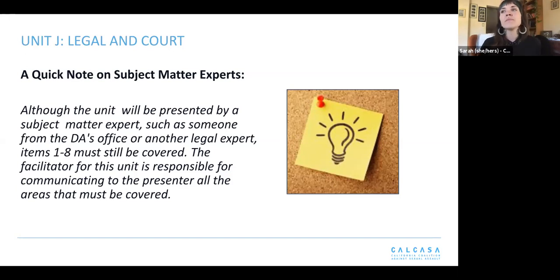So of course, if they leave something out or there are additional questions, the facilitator will have to make up that information to make sure that everything is still being covered.